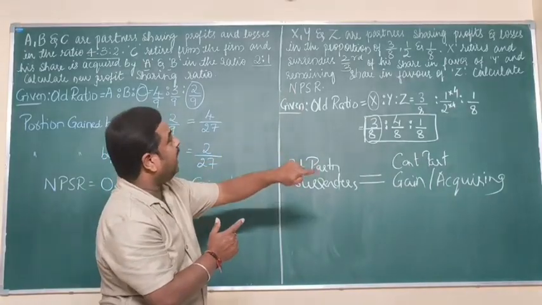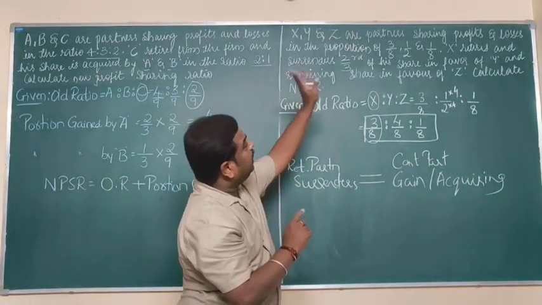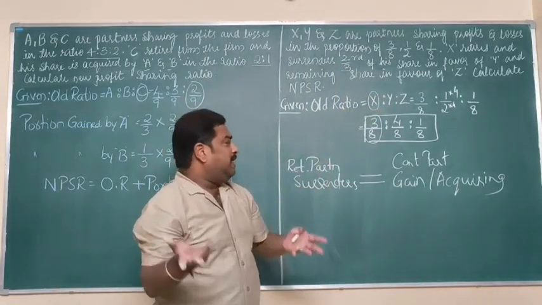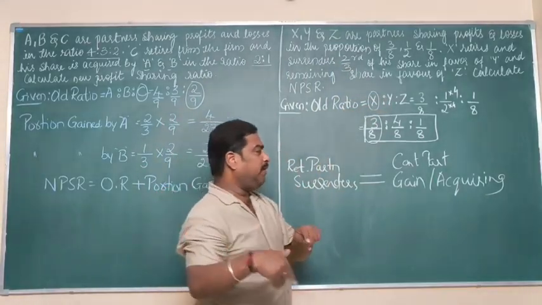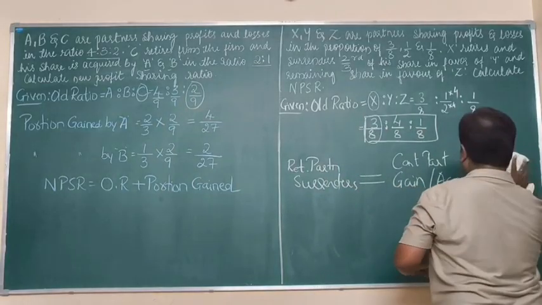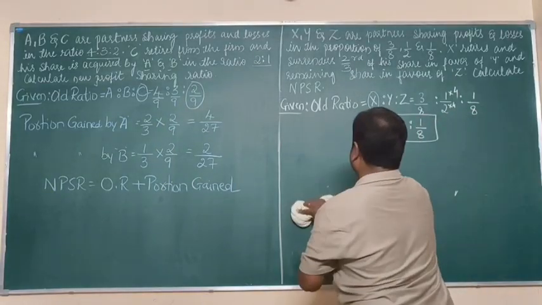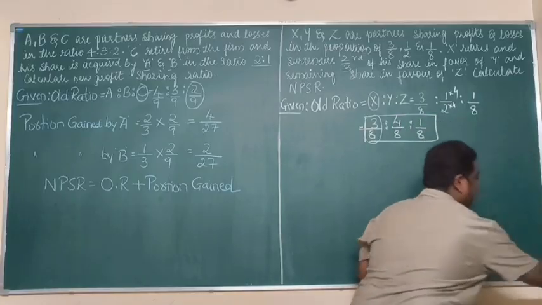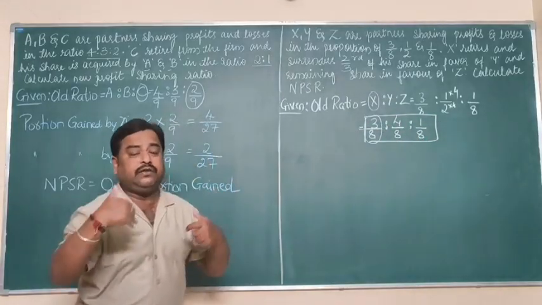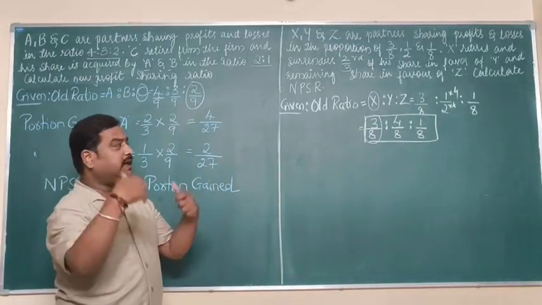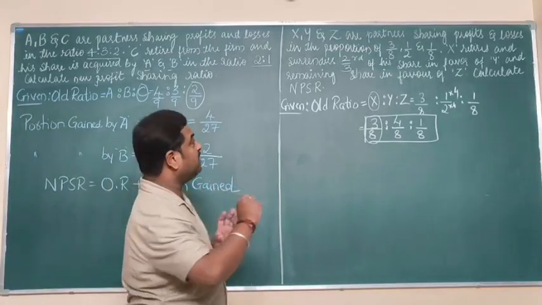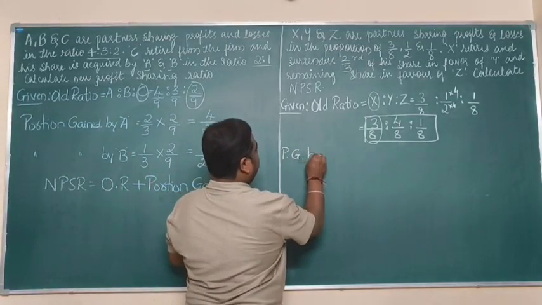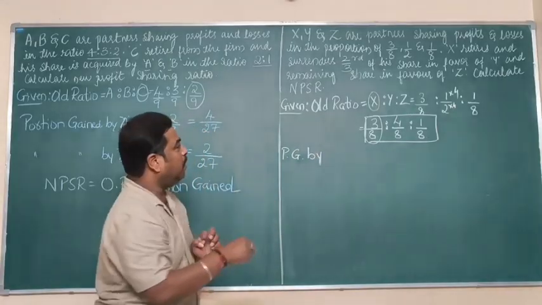So X retires and surrenders 2/3 of his share in favor of Y. Means X is giving to Y is nothing but Y is getting from X only. So it means the same here. So if the retiring partner is surrendering, it is nothing but the continuing partners are acquiring or the gain. So we will not change with our words now. Okay, what they have given? Portion gained. I just write it in short now.